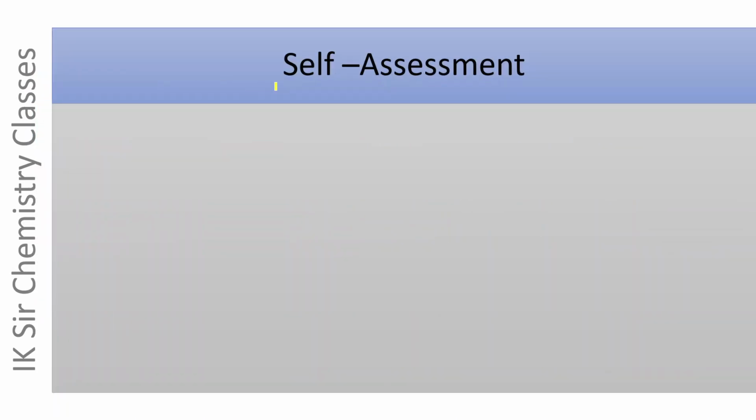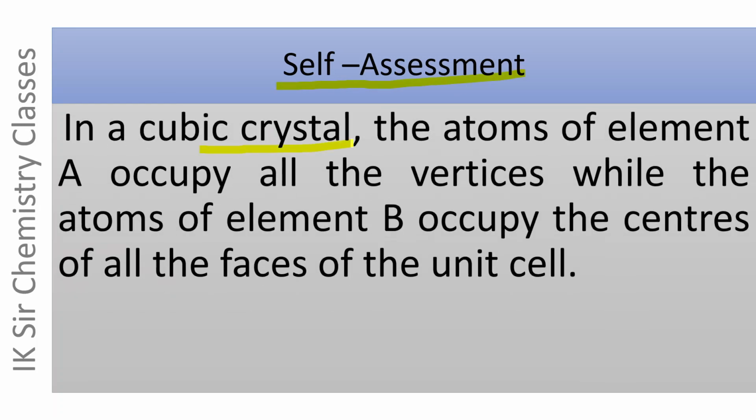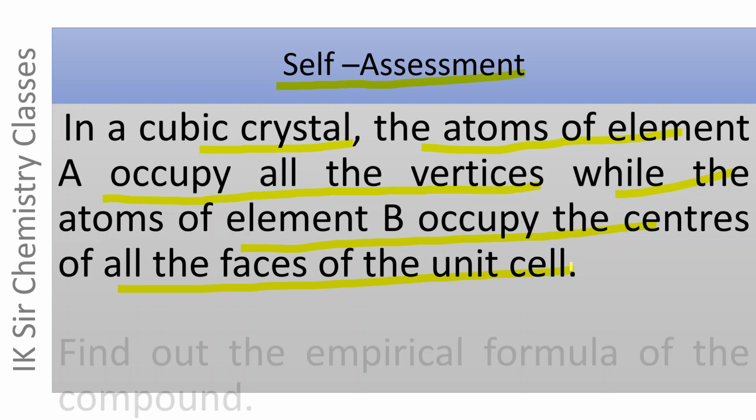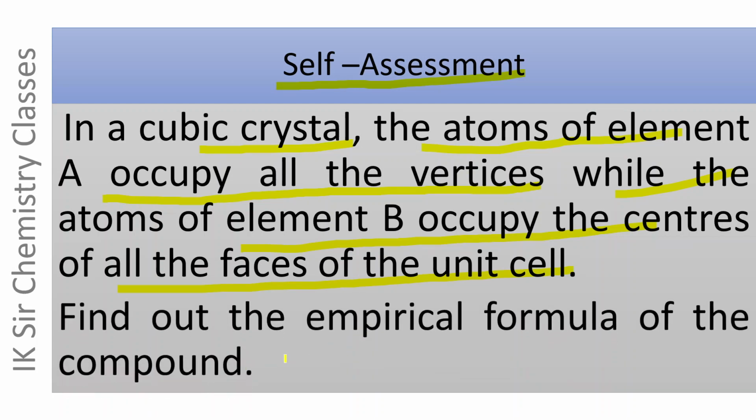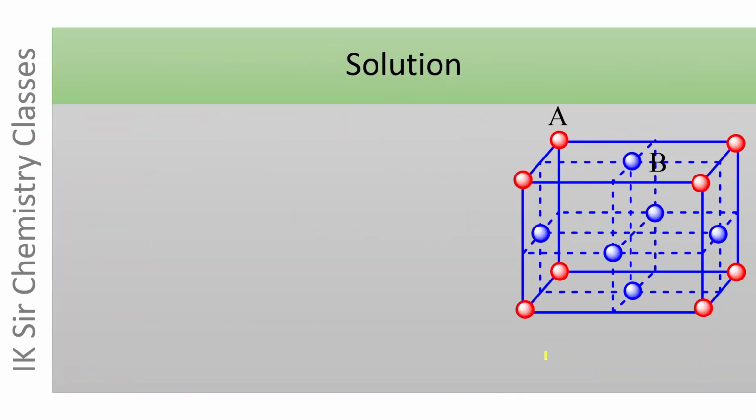Now the time for another self-assessment. In a cubic crystal, the atoms of element A occupy all the vertices, while the atoms of element B occupy the centers of all the faces of the unit cell. Find out the empirical formula of the compound. This is the diagram which has been drawn in accordance with the given problem.